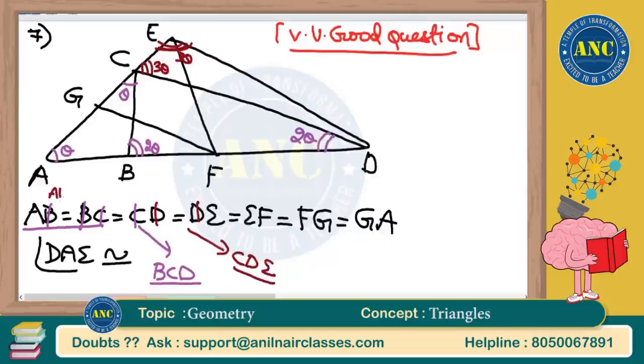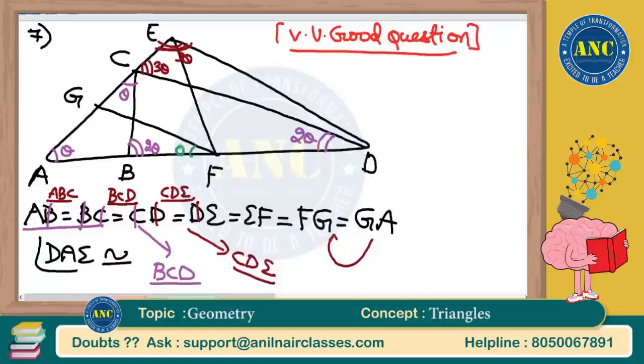This is for triangle ABC. This is for triangle BCD. This is for triangle CDE. ABC, BCD, CDE. Now the next two. Angle A is equivalent to angle F, in triangle FGA.